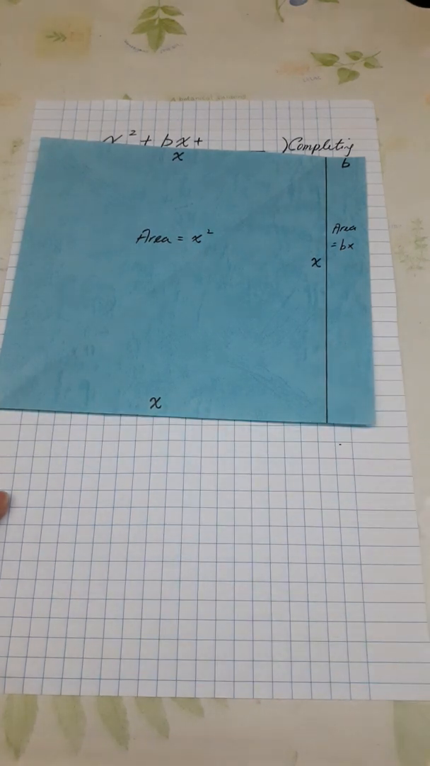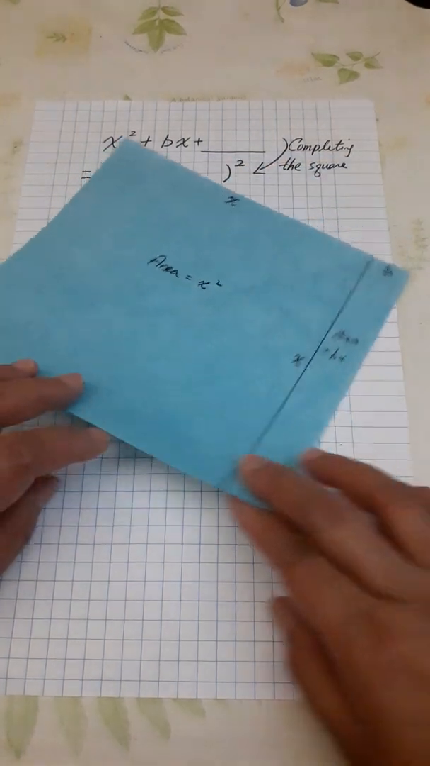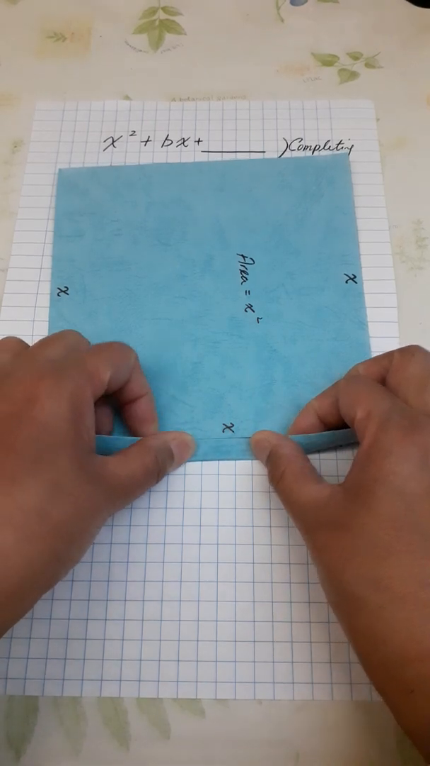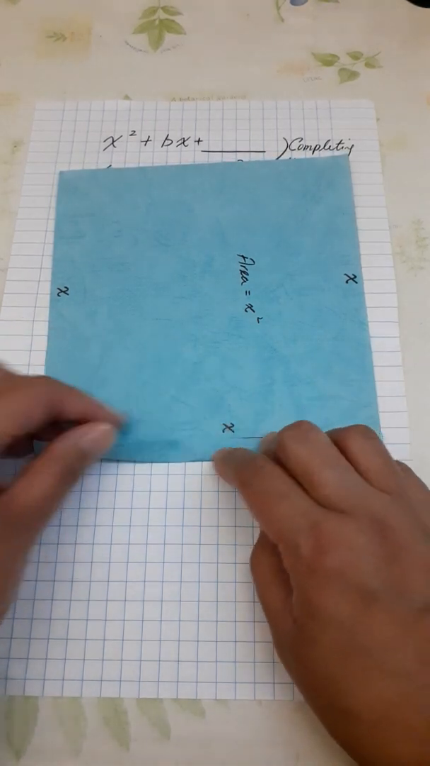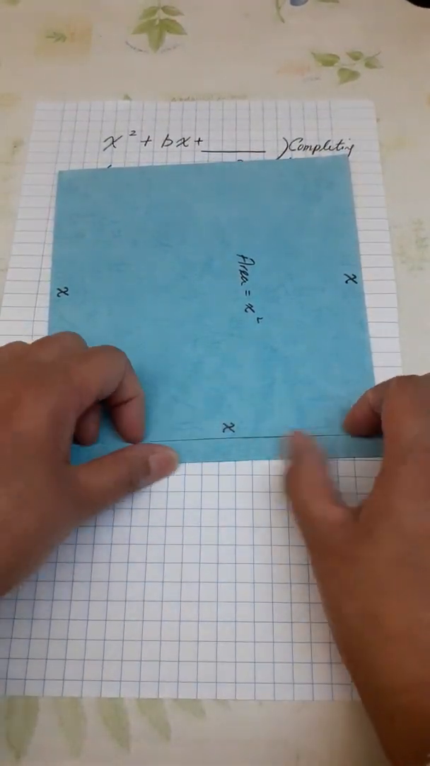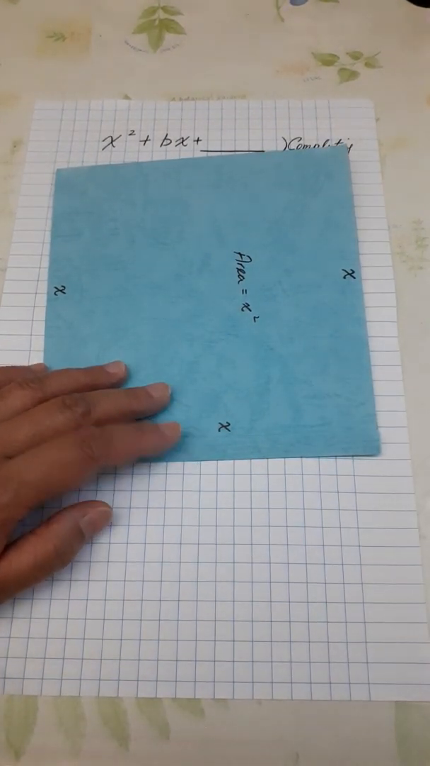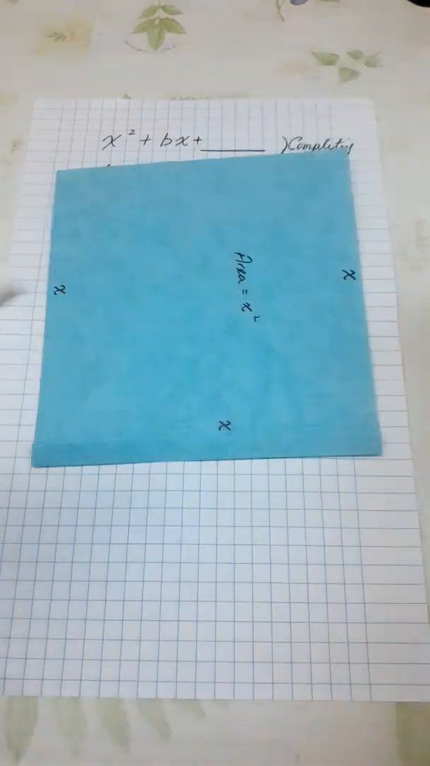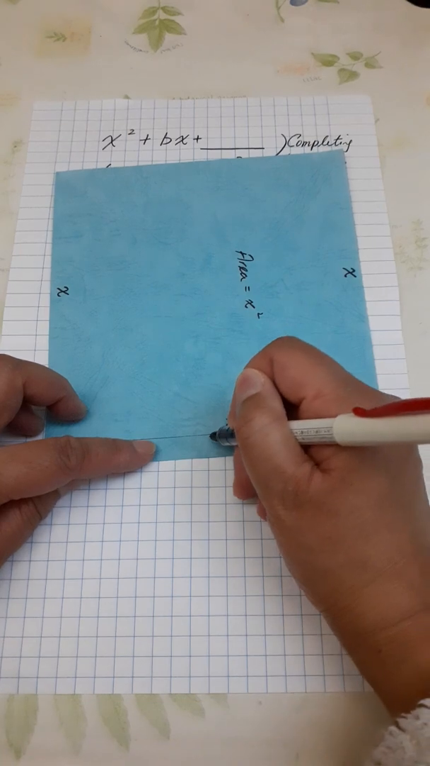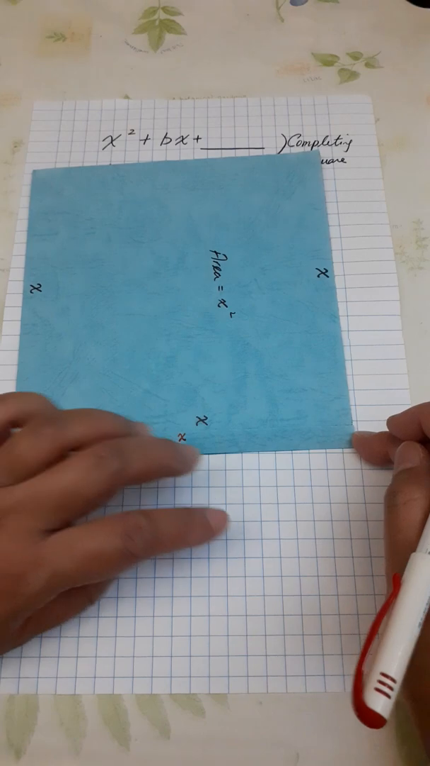Now, let me give you a hint. Okay? Now, what about if I fold this rectangle into half like that? Okay? Then, what is the length of this rectangle? Now, of course, this length is still x, right?